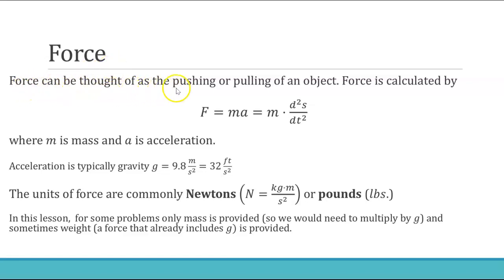Force can be thought of as the pushing or pulling of an object. Force is calculated by the equation force equals mass times acceleration. And let's recall that acceleration is the second derivative of position. Acceleration is typically gravity, and gravity is represented as 9.8 meters per second squared, or 32 feet per second squared.